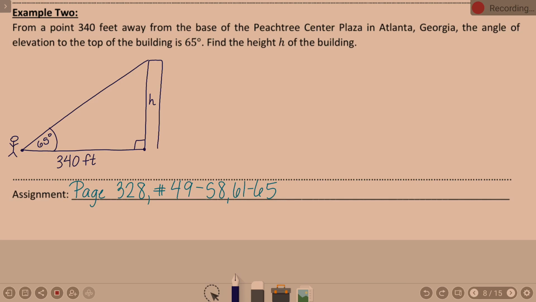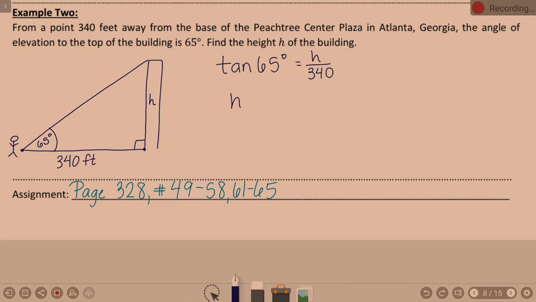How am I going to find H? In other words, look at the angle they gave you. Look at the connection with H and the side they gave you. And set up a trig function. Put a tangent of 65 equals h over 340. Tangent of 65, so tangent, opposite, over adjacent. So tangent of 65 degrees equals h over 340.